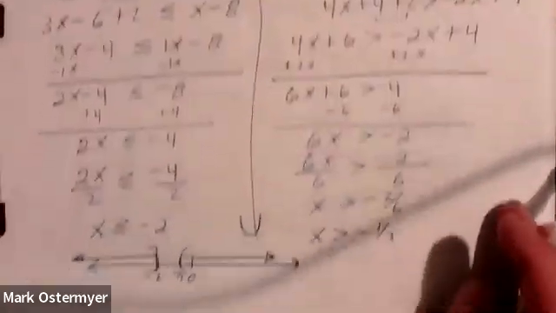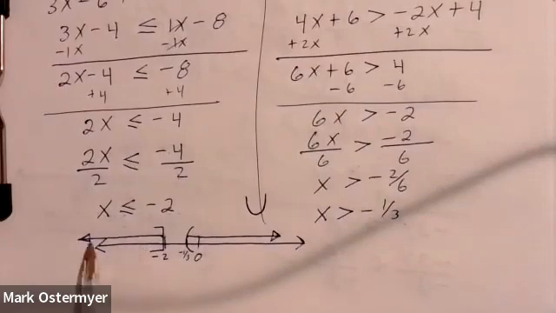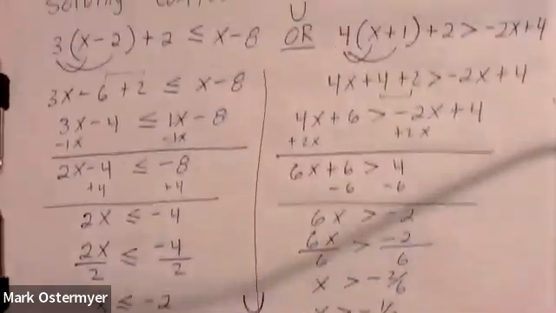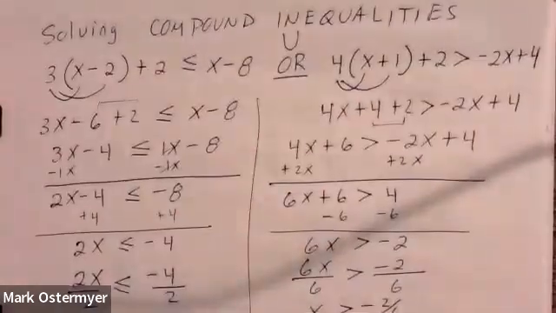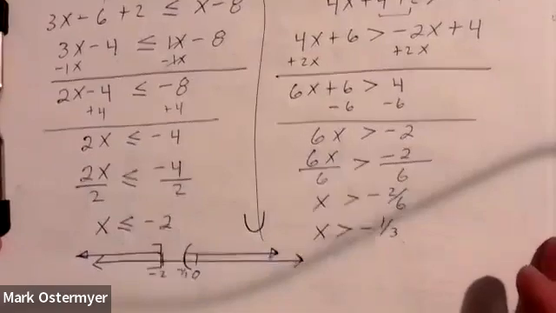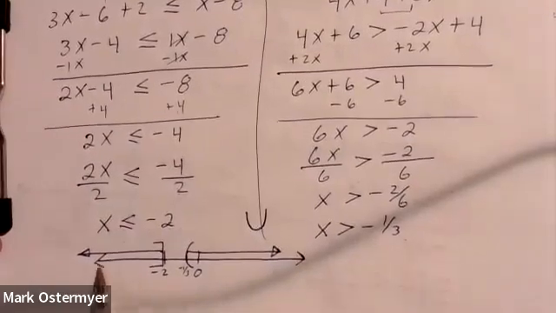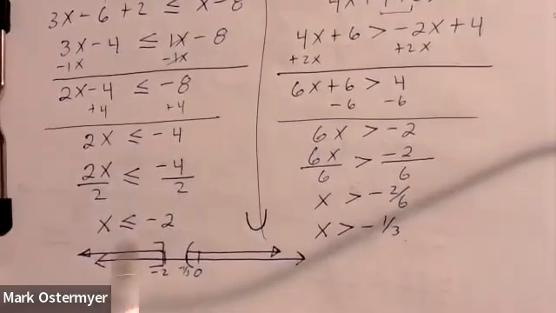Okay. As long as we choose a real number that's either in this solution set or this one, it will satisfy the entire compound OR inequality and be a solution to it. So, got a question. Can you give me a solution out of this interval here? Give me a solution, a real number that would be a solution.